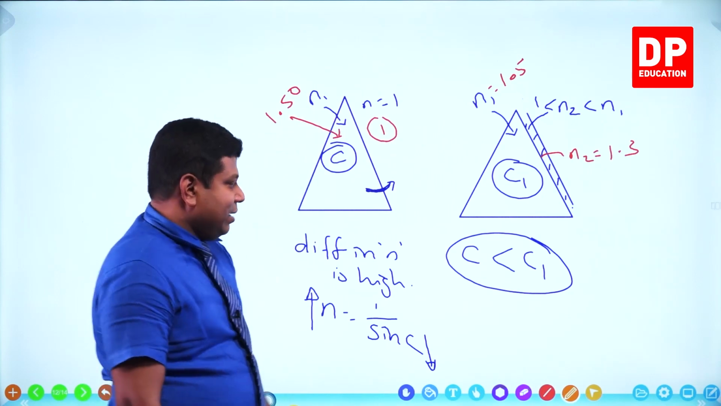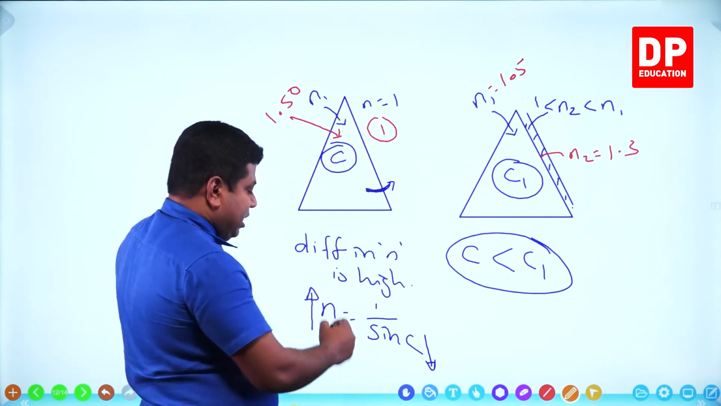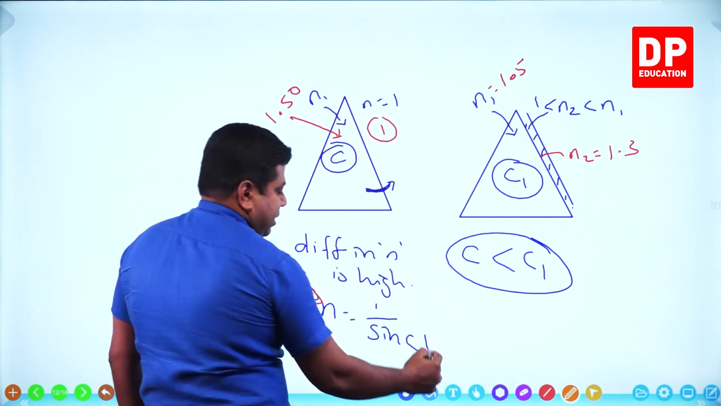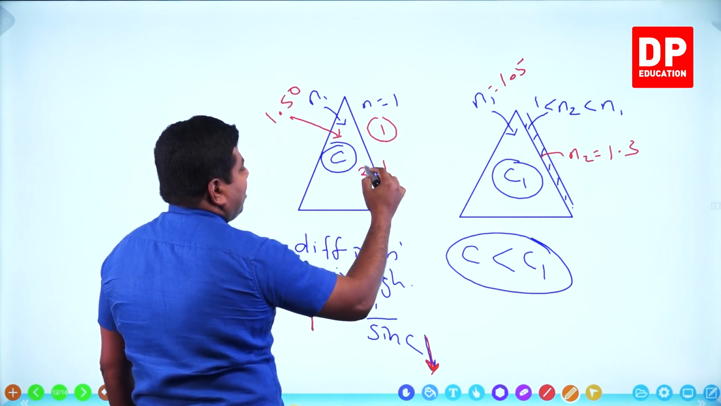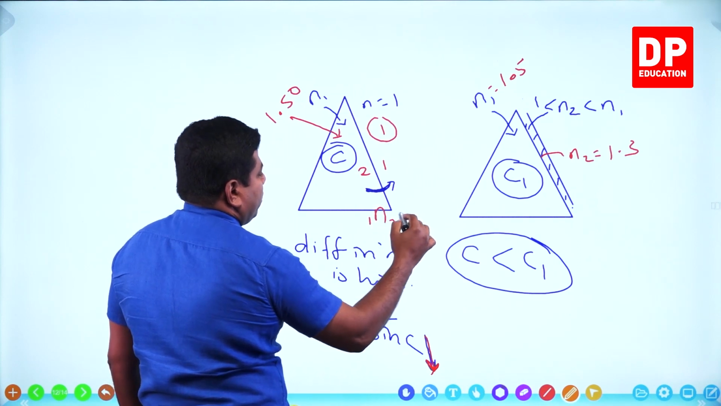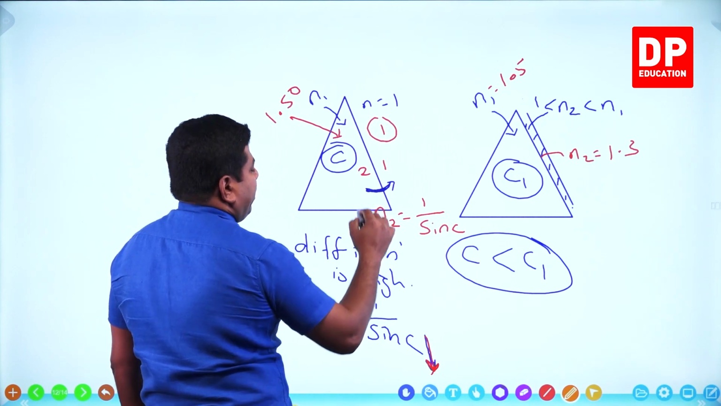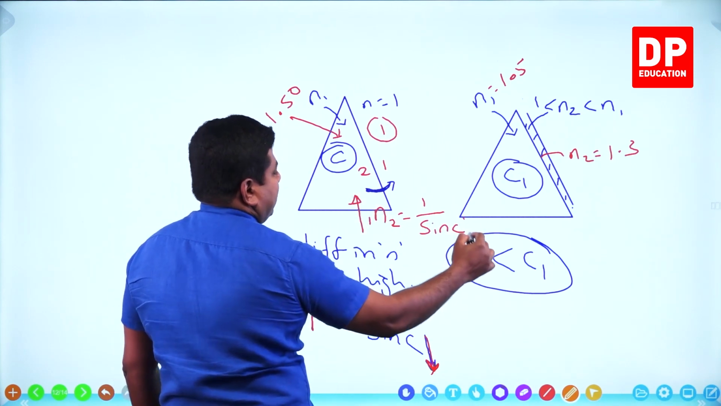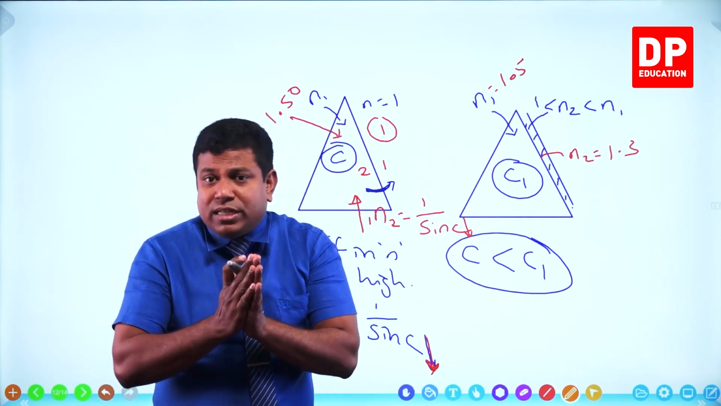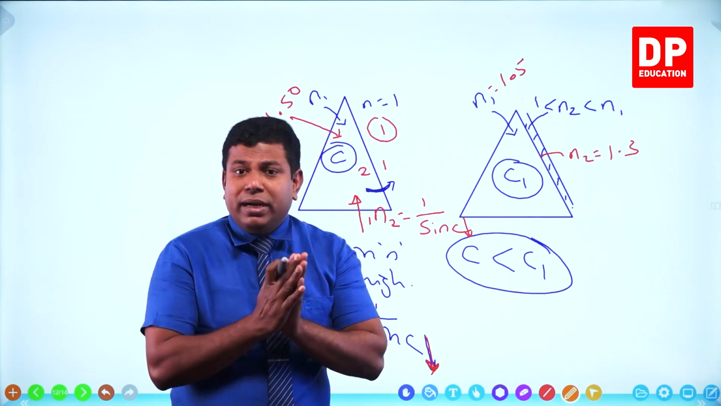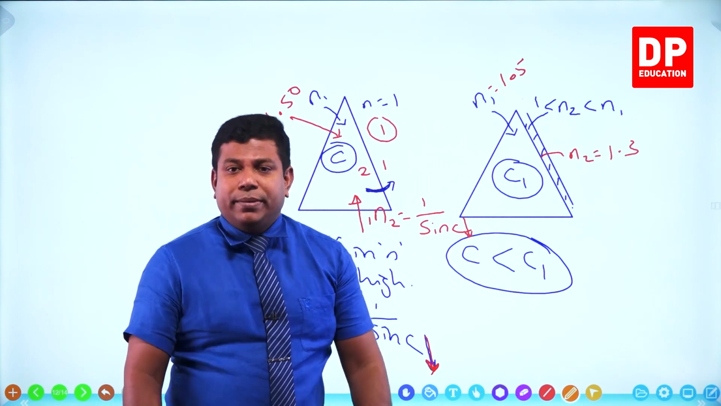Understand? Because of that, the critical angle you are getting here will be a bigger angle. Remember this, when N increases, C drops. If this is the first medium and this is the second medium, 1n2 equals 1 over sine C. So when 1n2 increases, sine C should drop. Clear? There are exam questions on this experiment. We'll take those exam questions one by one and see how far we can answer them.